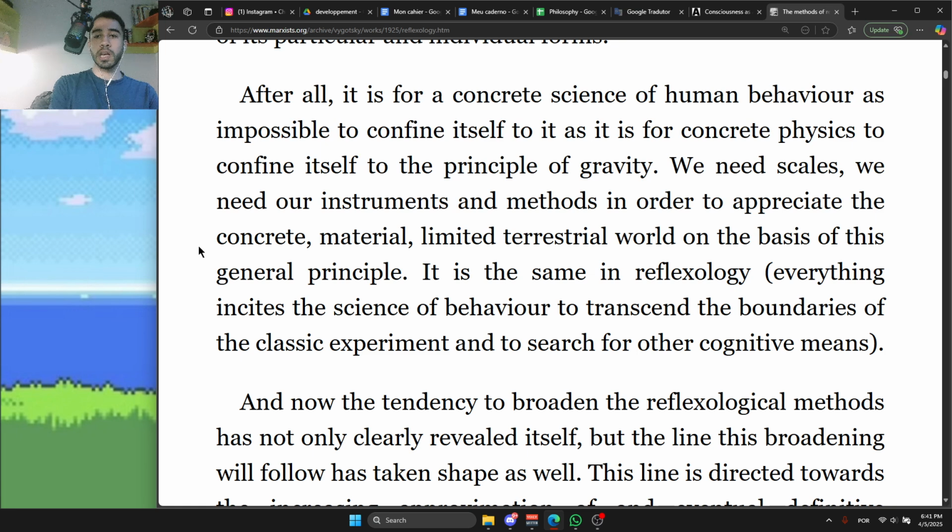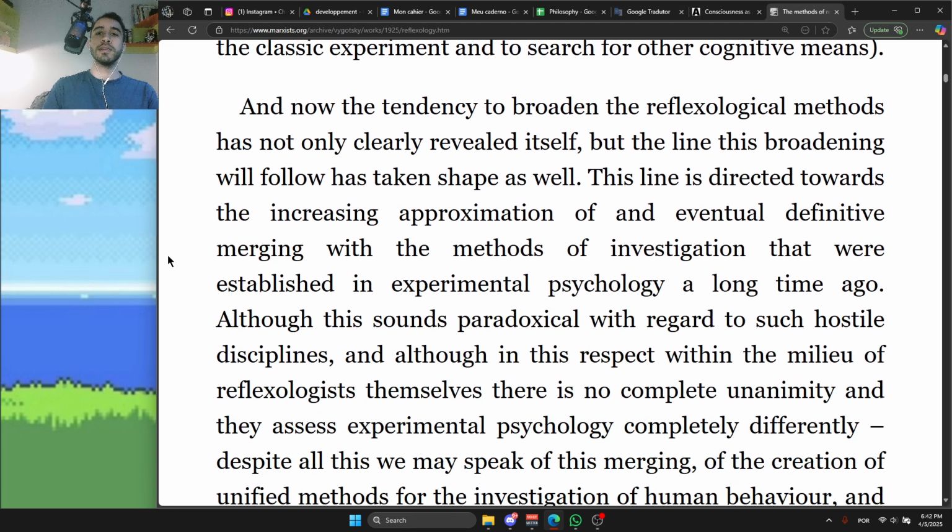It is the same in reflexology. Everything incites the science of behavior to transcend the boundaries of the classic experiment and to search for other cognitive means. And now, the tendency to broaden the reflexological methods has not only clearly revealed itself, but the line this broadening will follow has taken shape as well. This line is directed towards the increasing approximation of an eventual definitive merger with the methods of investigation that were established in experimental psychology a long time ago.